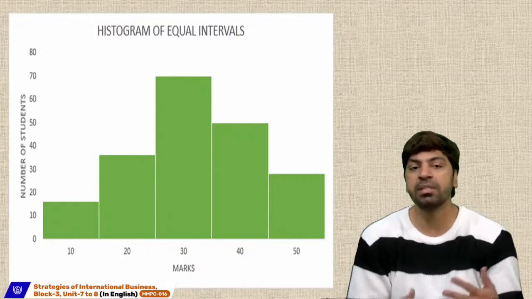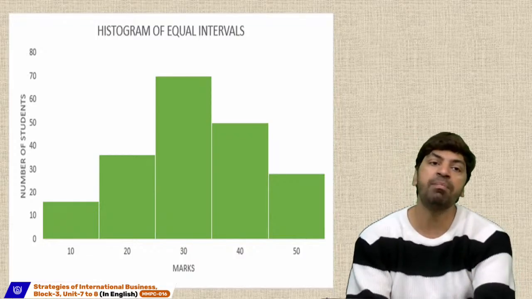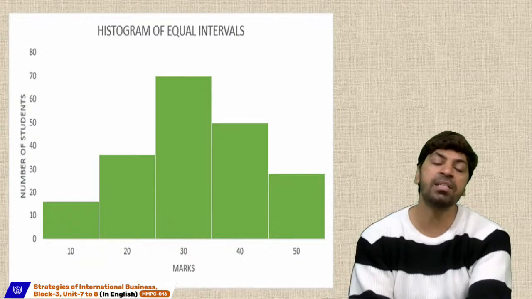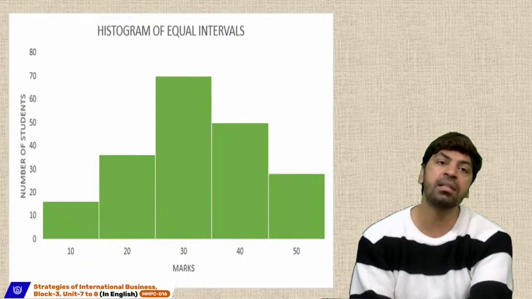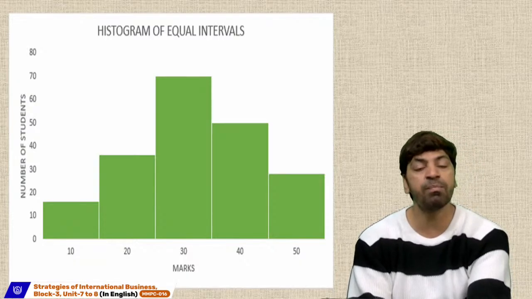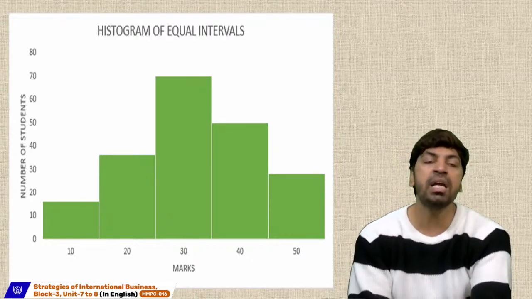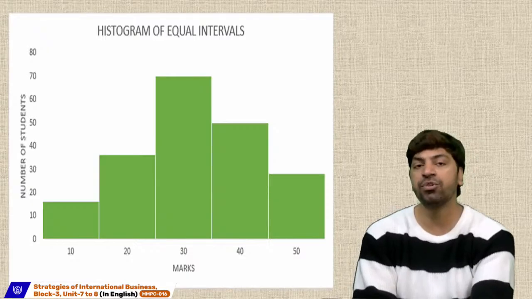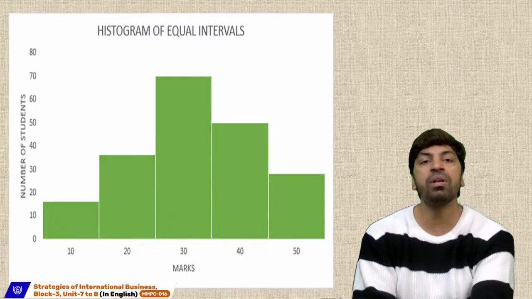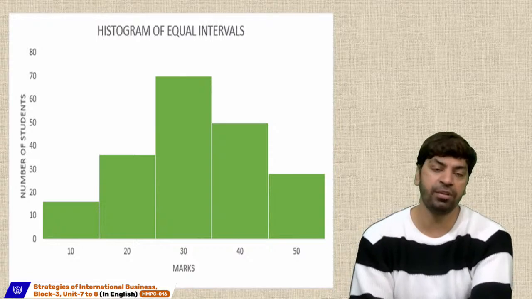So this is how it could be drawn, where the marks are measured on the x-axis and the number of students on the y-axis. Based on the marks, the frequencies have to be drawn in the form of rectangular bars of equal intervals.